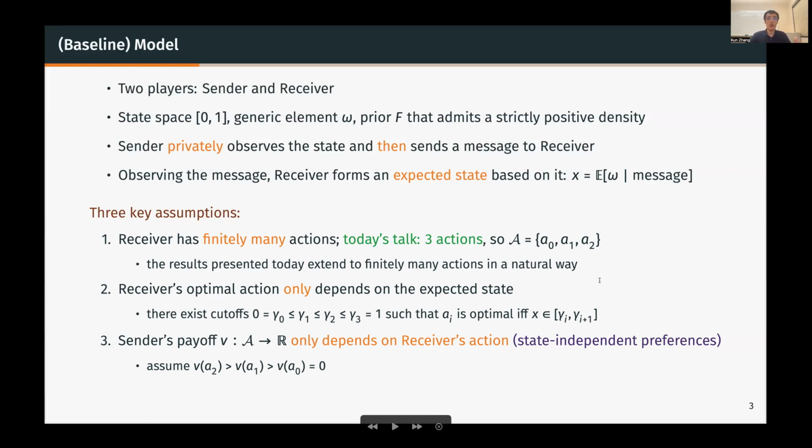Second, I assume that the receiver's optimal action only depends on the expected state. That is, there exist cutoffs gamma such that action A_i is optimal if and only if the expected state is between gamma_i and gamma_{i+1}. You can think of the receiver as wanting to match the state and the action, but being constrained by the number of actions available to her. Finally, the sender's payoff only depends on the receiver's action, but not the state. In jargon, she has state-independent preferences. In particular, she prefers a higher indexed action to a lower one.